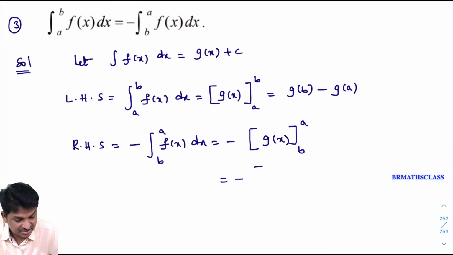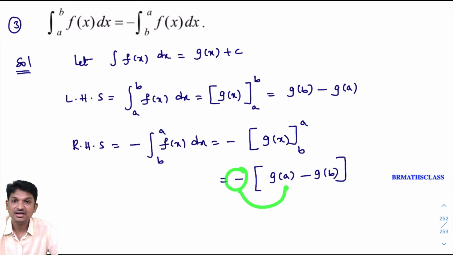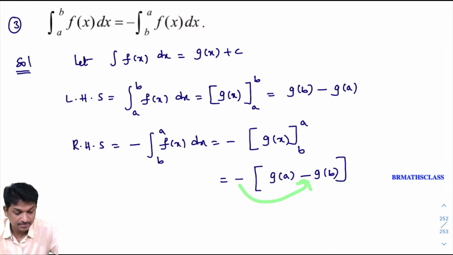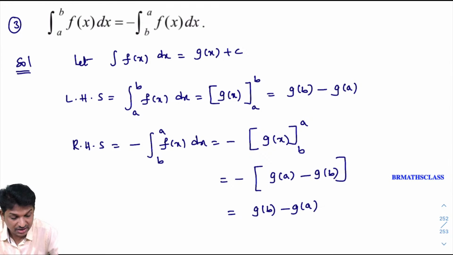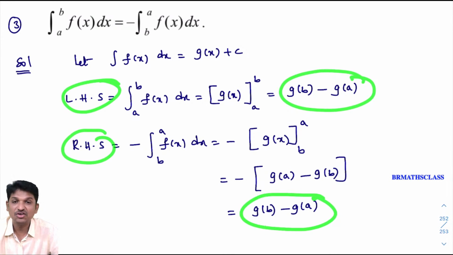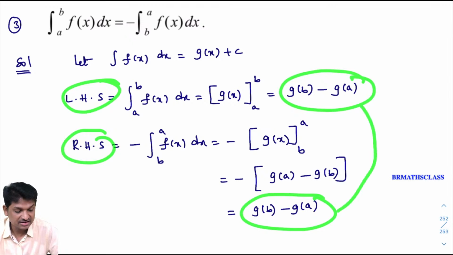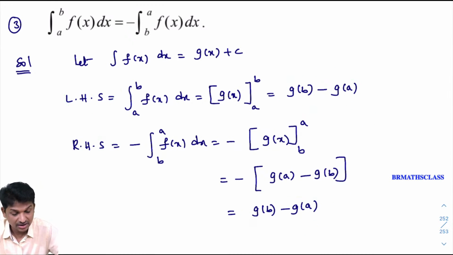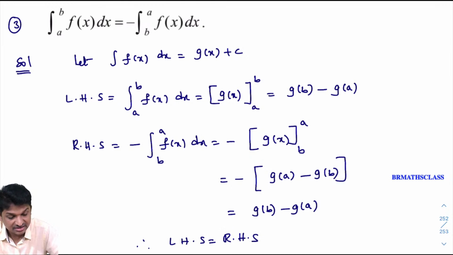Apply the limits first. Upper limit, in this wherever x is there, there you write a. What you will get? G of a minus, in this wherever x is there, there you write b. That is g of b. Now multiply with minus. Here minus is there. Then what you will get? Minus of minus is plus. So that equal to g of b minus g of a. You observe LHS. What is LHS? G of b minus g of a. You observe RHS. What is RHS? RHS is g of b minus g of a. So LHS is same as RHS or not? Yes, LHS is same as RHS. Therefore, LHS equal to RHS.